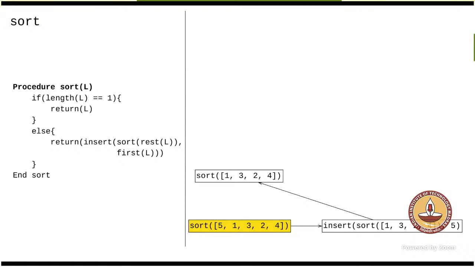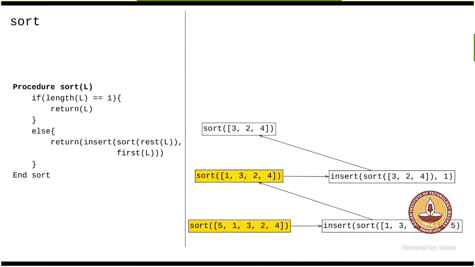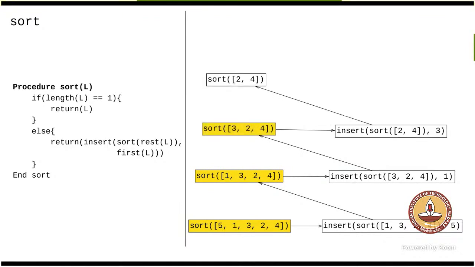Now proceeding on similar lines, what will this be? Insert sort of 3, 2, 4, and 1. Okay, insert sort of 3, 2, 4, 1. The next one is sort of 3, 2, 4, which will be insert sort of 2, 4 and 3. Okay, and I hope you all get it.